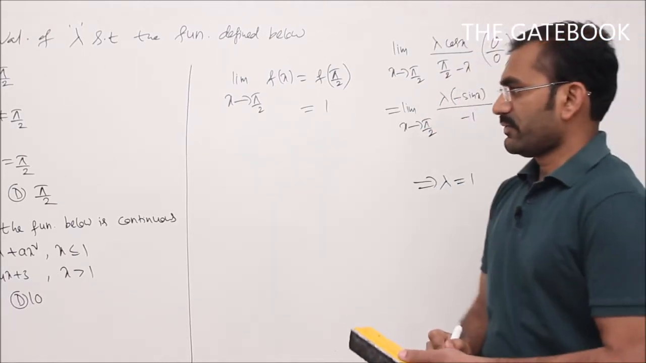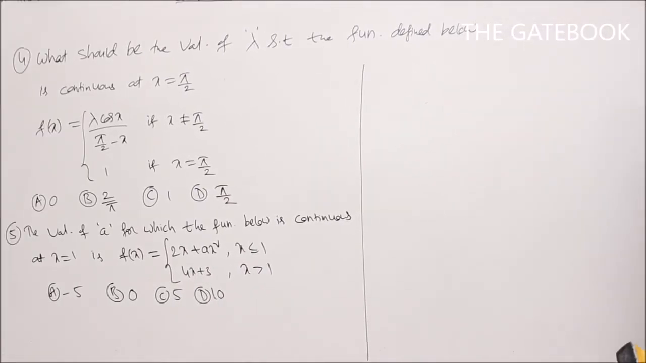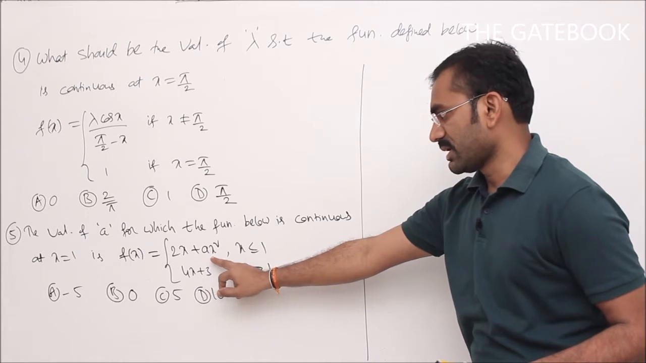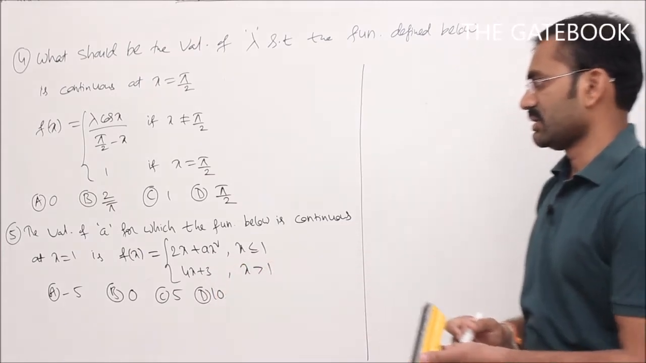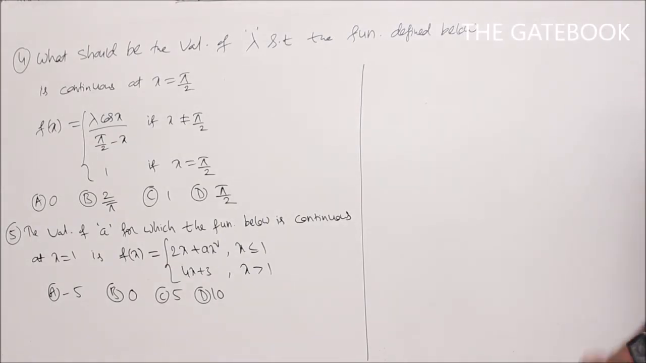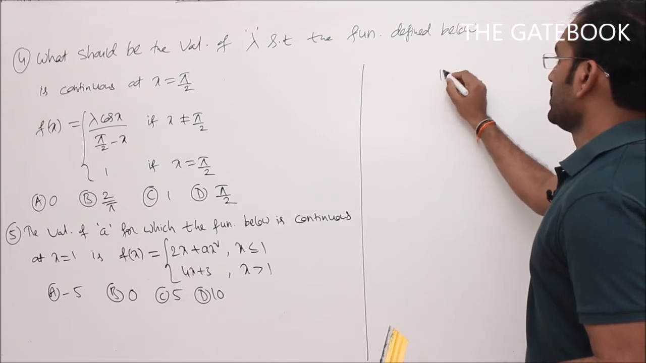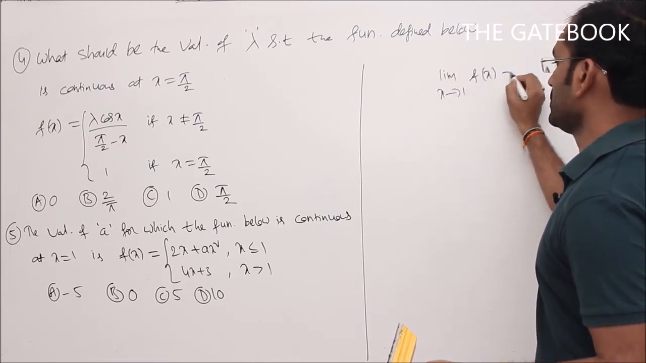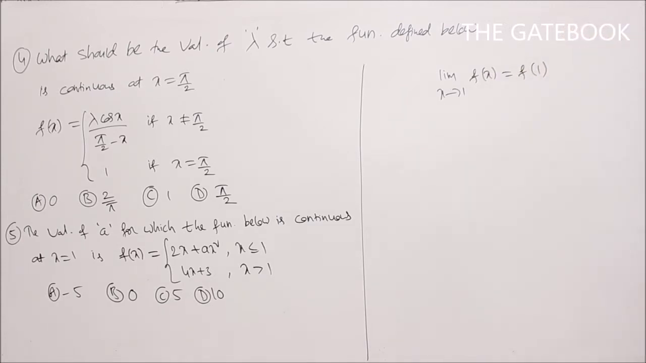Now see the fifth question. Value of a for which the function below is continuous at x equal to 1. Here f of x is 2x plus ax square for x less than or equal to 1, and 4x plus 3 for x greater than 1. Here also it is given that the function is continuous at x equal to 1. So I can say that limit x tends to 1 of f of x must be equal to f of 1. Limit value is equal to function value.